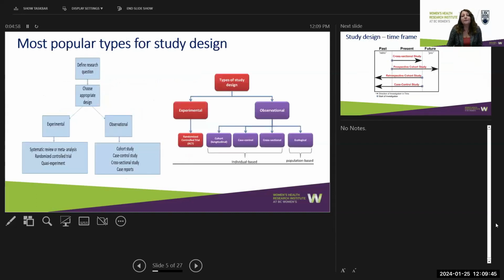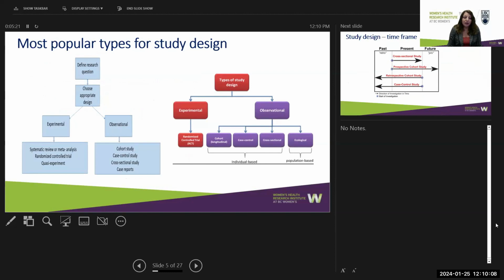So here I put some flow charts about study design. One I took from somewhere online, another one I created. Basically they show similar information. The main goal of any study design is to define our research question. After we know what we want to study, we need to choose an appropriate study design to answer our questions.